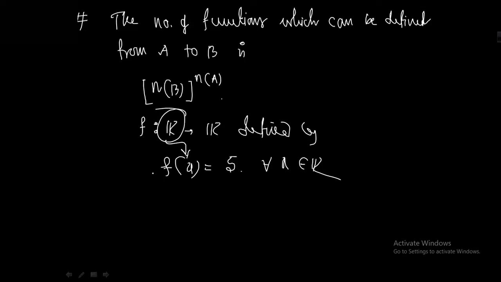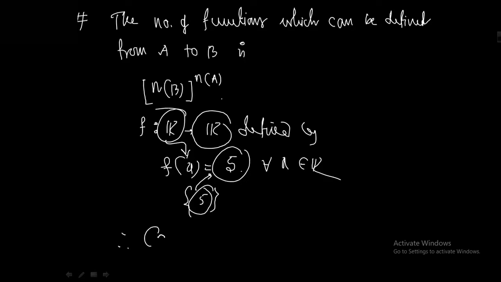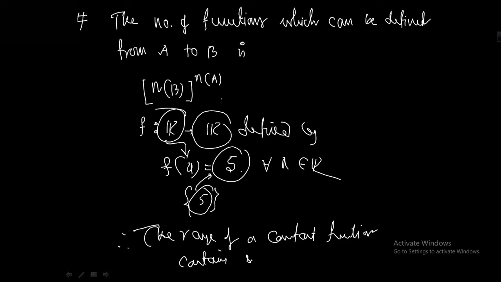Now, the codomain is the set of reals, fine, but the range is singleton set 5 because it is the only image. Therefore, the range of a constant function contains a single element.